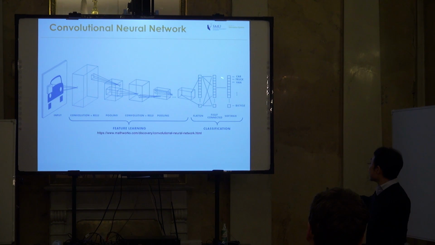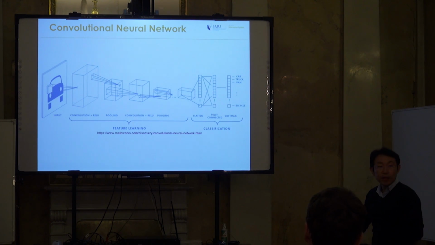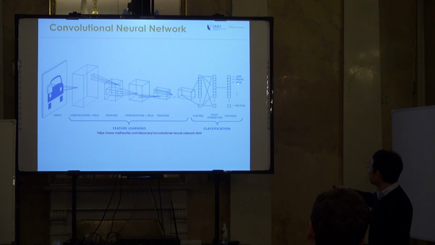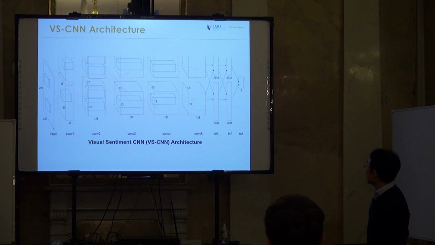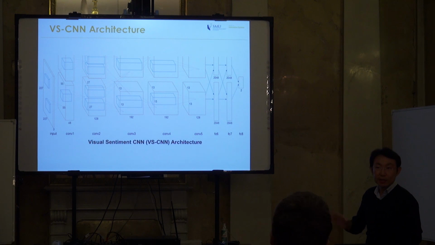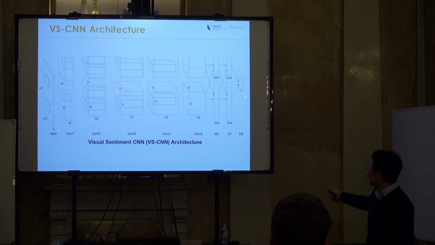Now, at the end of it, you get what we call a fully connected layer, which is essentially a normal neural network that tries to do the classification. In this particular example, we might be trying to detect an object, whether there's a car, a truck, a van, and so on. But for this particular problem, what we are looking for is the sentiment. So this is what we call a visual sentiment convolutional neural network, and the final classes that we try to learn are just positive and negative. That's why the final layer only has 2 nodes.